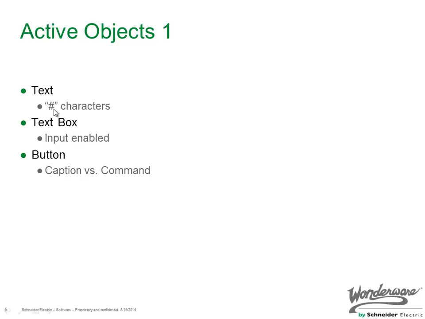What are we going to cover here? Just those three objects. We're going to talk a little bit about what the pound signs mean, or the hash sign means, depending on where you're at in the world. And the text box object, we're going to talk about whether or not it's input enabled. And then the button, we'll show some common uses, talk about the caption versus the command.